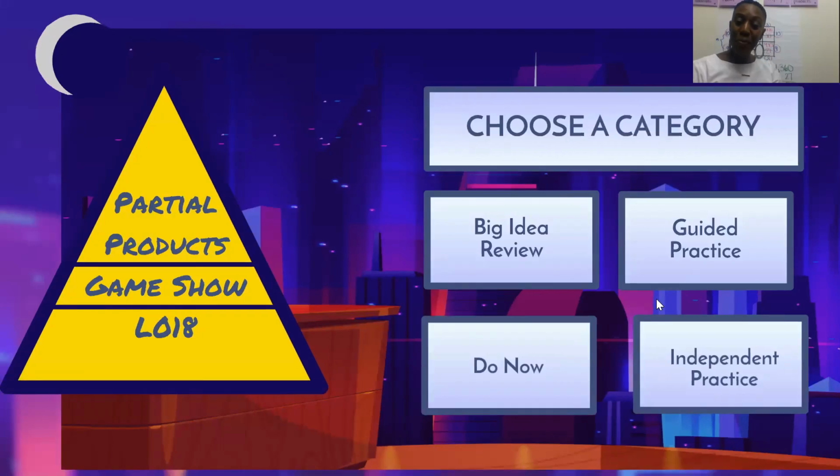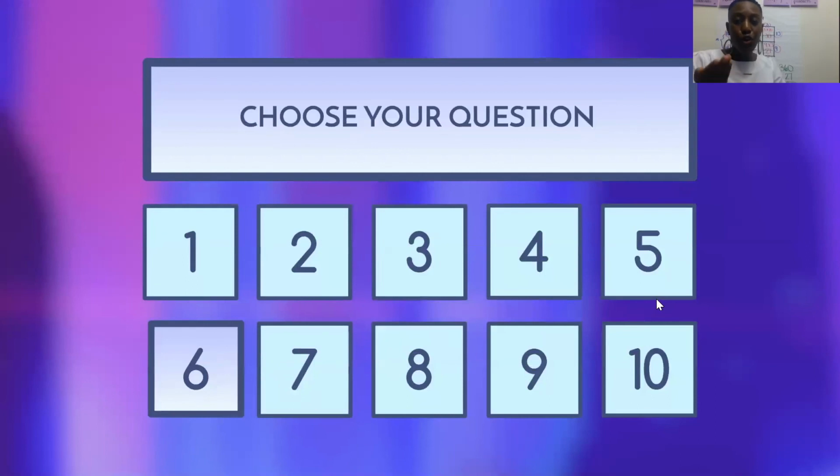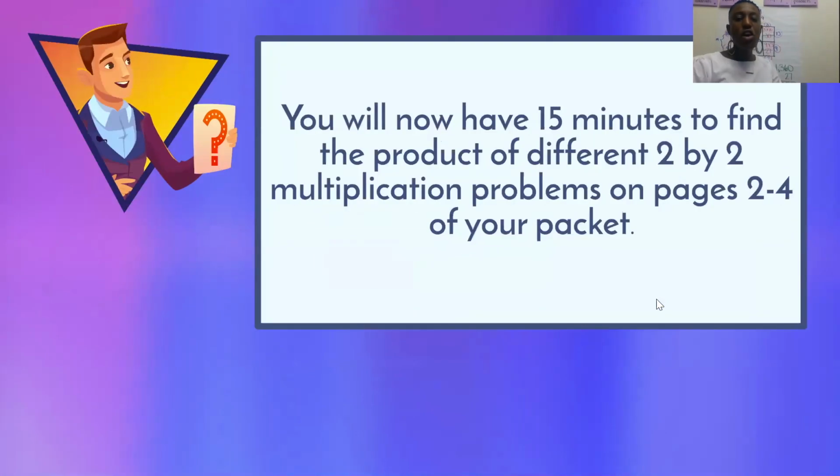So that was our checkpoint, and that's going to get us all geared up and ready to go for our independent practice. Choose your door. Ooh, door number 6. I don't think we've been to a door number 6 in a while. You will now have 15 minutes to find the product of different 2 by 2 multiplication problems on page 2 through 4 of your packet. Go ahead and make sure to show all your work. And I can't wait to see your area models that are broken down by the correct number of parts and also considering the relative size of each of the addends that you decomposed.